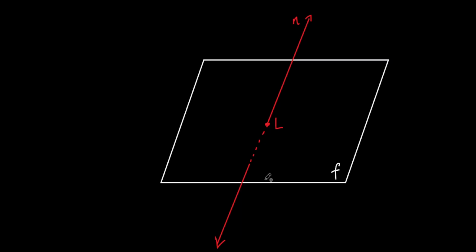Because when you're working with three-dimensional stuff on two-dimensional surfaces like paper or this computer screen, you've got to think a little bit outside the box, right? And so that's what's happening. All right, so line N intersects plane F at point L. That's how you would say it.